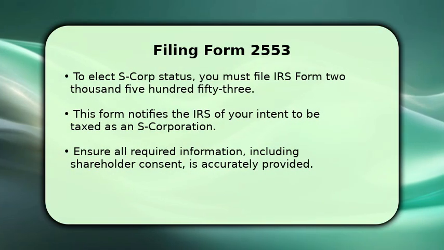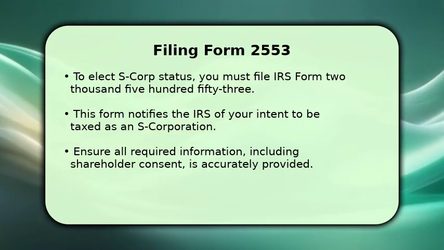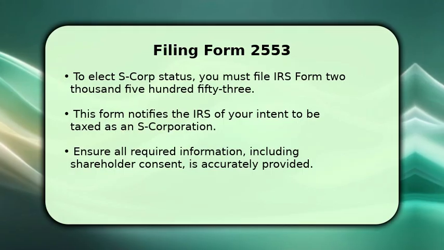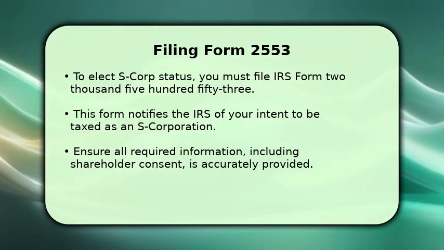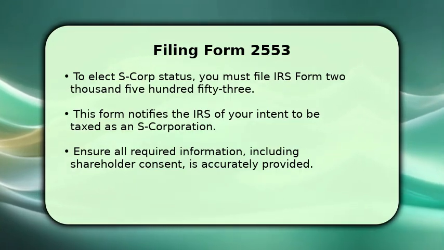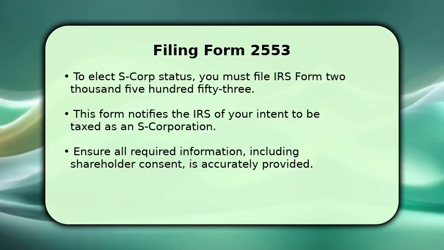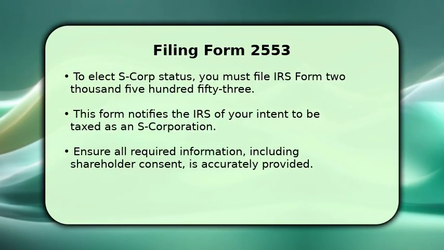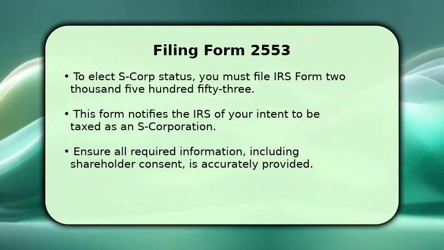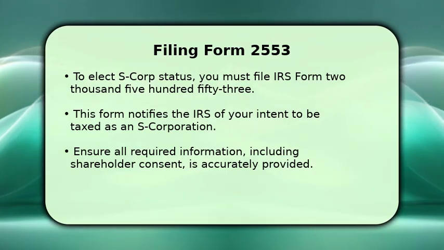The core of electing S-Corp status for your LLC is filing IRS Form 2553, officially titled Election by a Small Business Corporation. This form is how you inform the Internal Revenue Service of your decision to be taxed as an S-Corporation. It's crucial to accurately complete all sections, including details about your business and the consent of all shareholders. Once filled out, mail the form to the specific IRS address designated for your state.